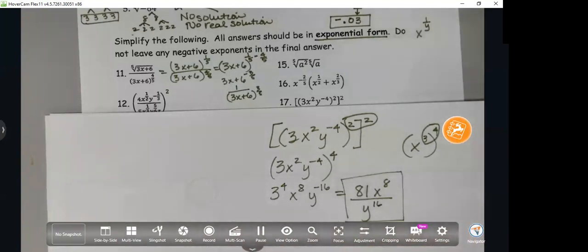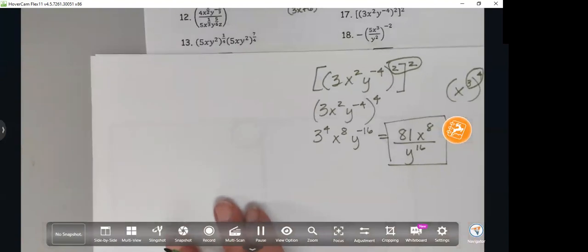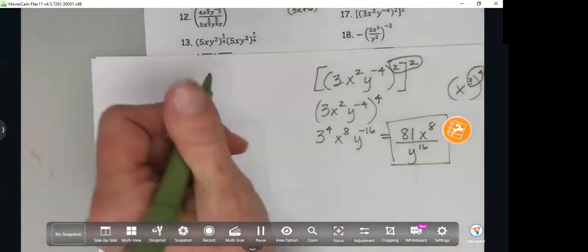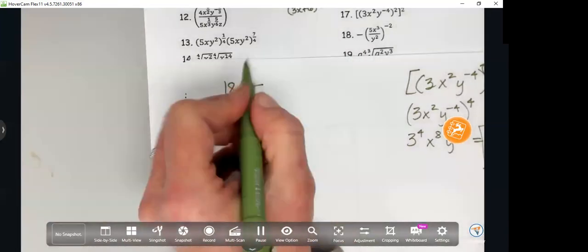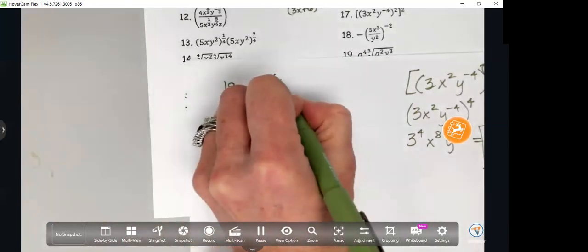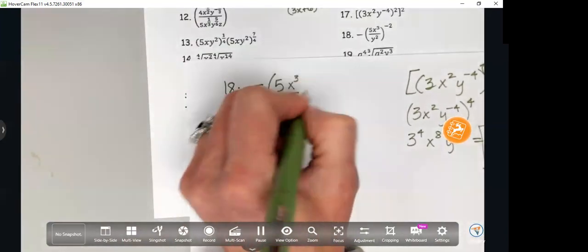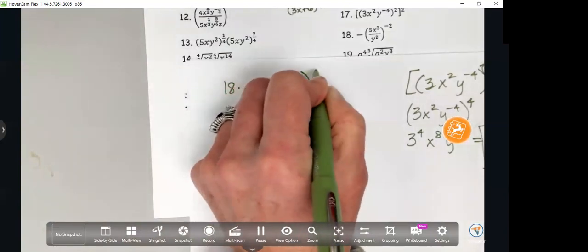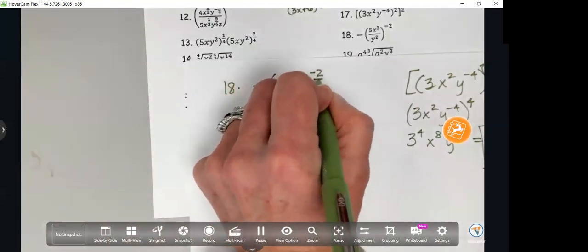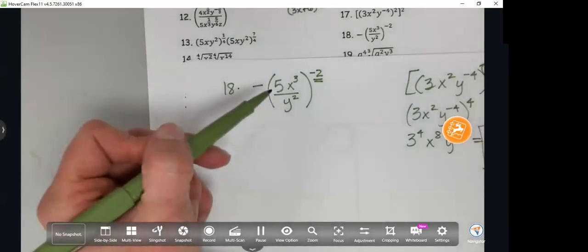All right, moving on. Y'all are doing so good. That's awfully blurry. Okay, number 18 is going to be negative. Now that's a negative number, so we're not worrying about flipping the reciprocal because of that negative, but we are worried about flipping it because of this negative. Now, there's 2 ways you can do this, or multiple ways actually.